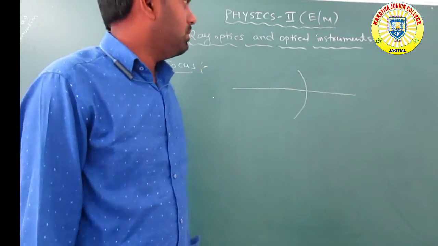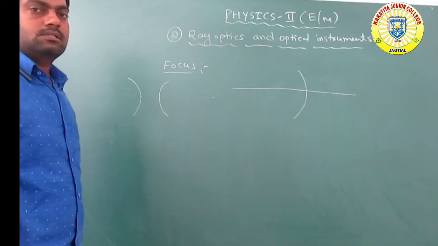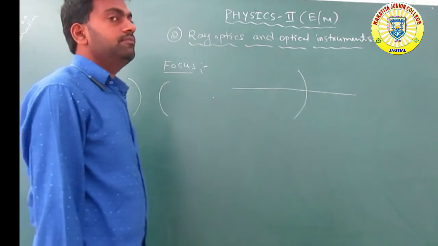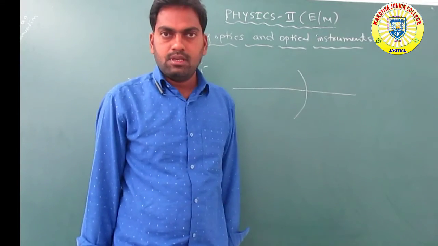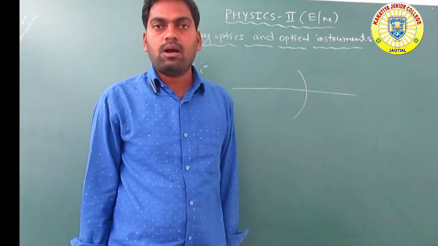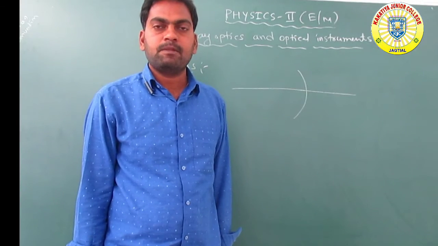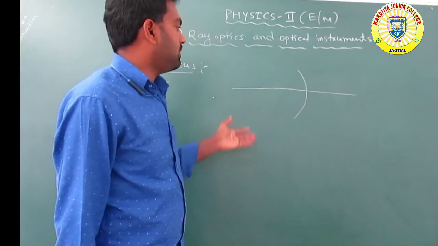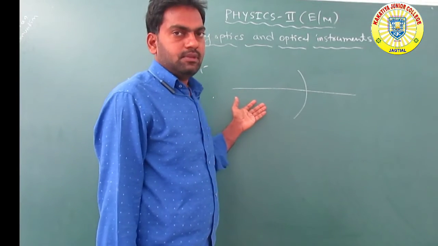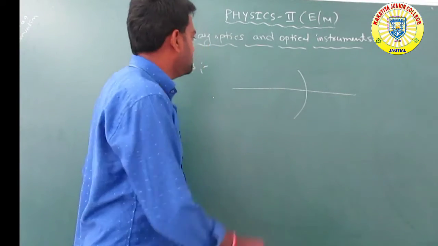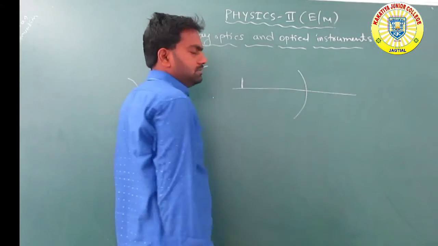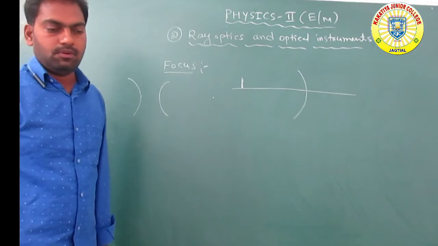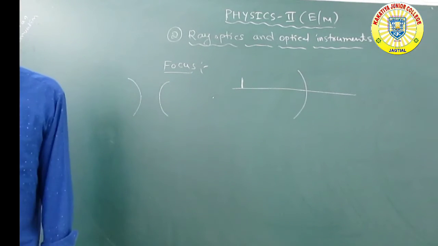Now, what is the focus? The focus is the point where the image of the object is formed at infinity. That point is called the focus point, or focus. The image formed at infinity is called the focus. Got it? Now another one is taken.